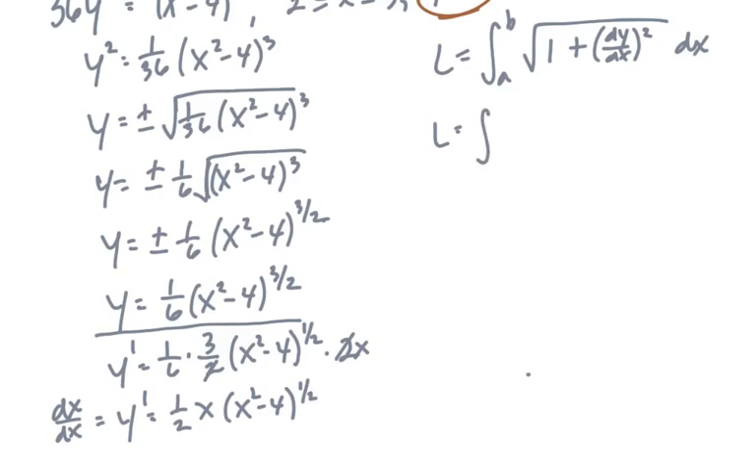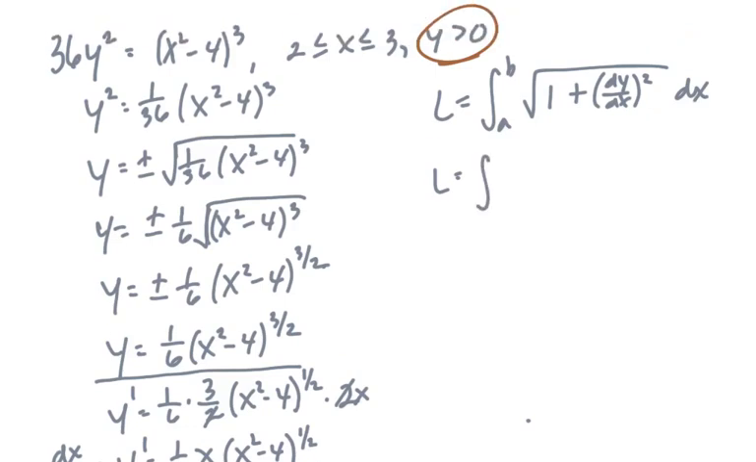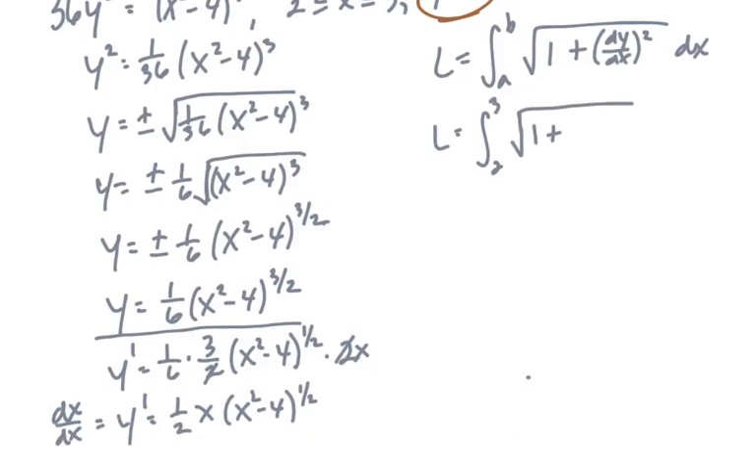So we have the integration from a to b in terms of x, means we go from 2 to 3. And we have the square root of 1 plus 1/2 x.